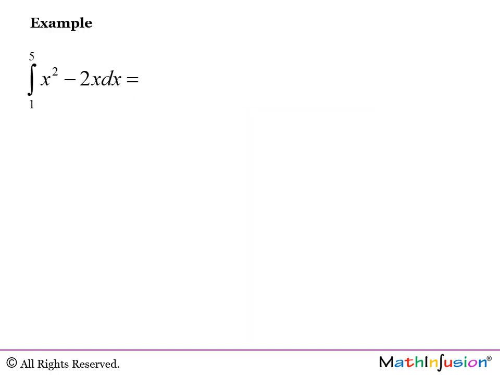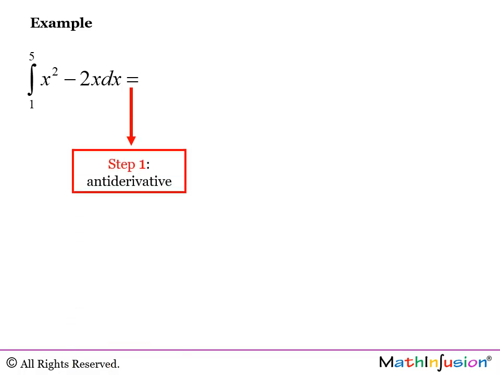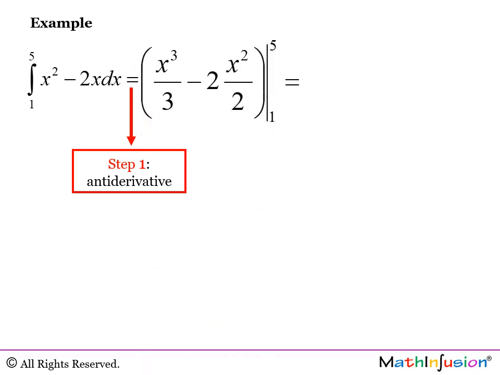Example, let's find the definite integral of x^2 minus 2x dx between 1 and 5. In the first step, we have to find first any antiderivative of x^2 minus 2x. We're going to choose this one. Simplify that. Now we observe the upper limit and the lower limit. Now we have to do the substitution and take the difference.